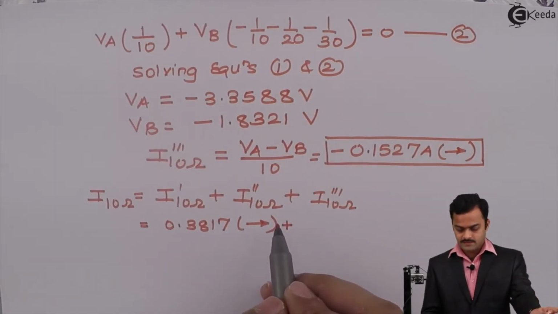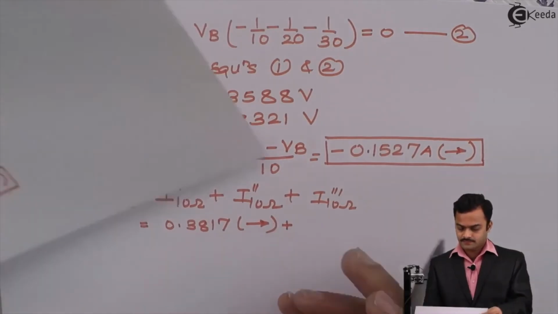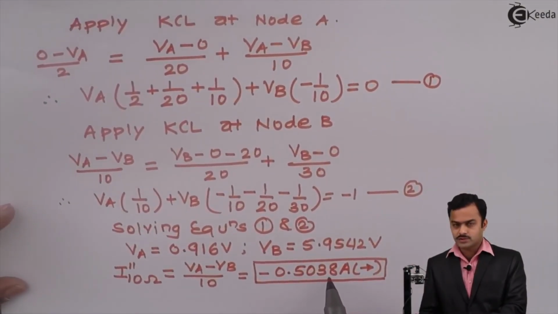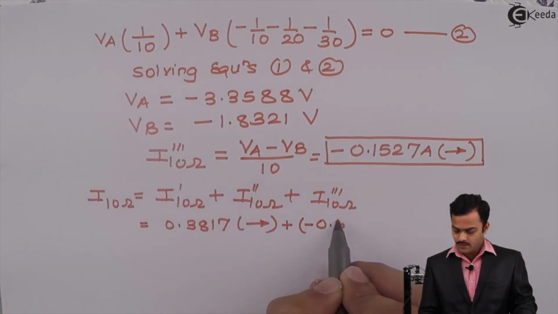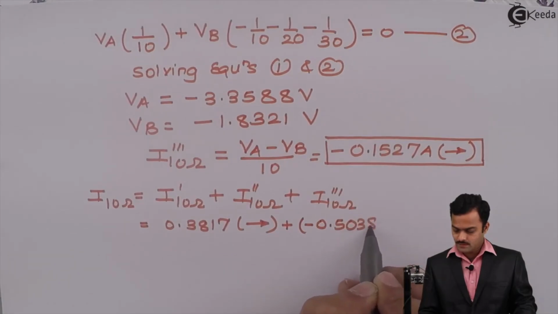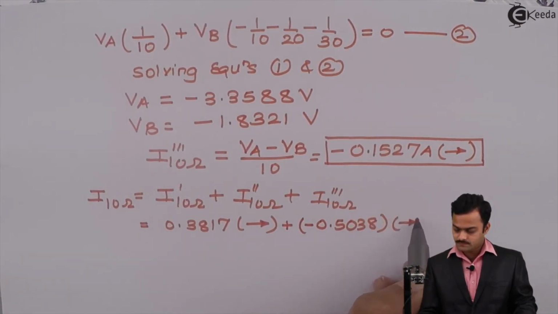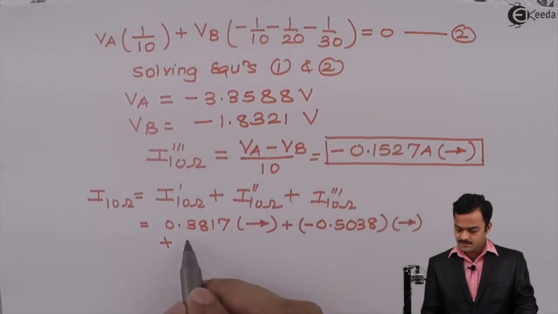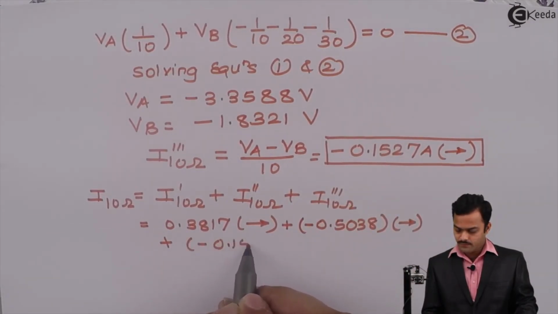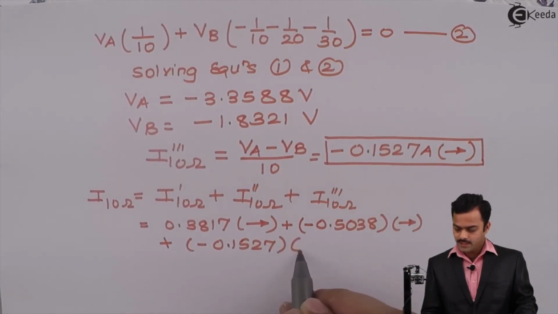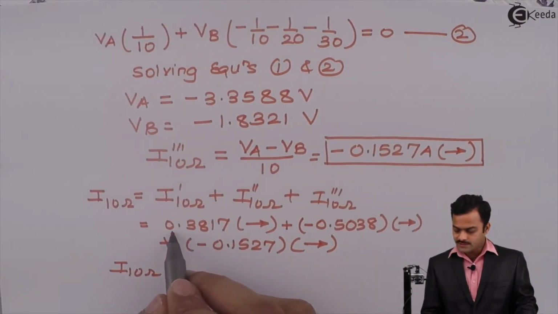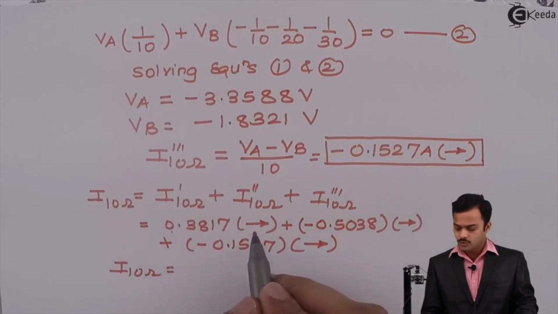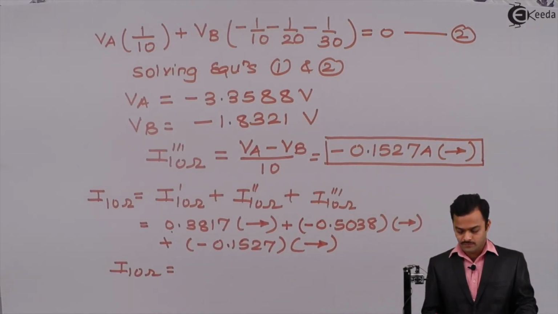I double dash I am getting minus 0.5038 of same direction. And third is this minus 0.1527 ampere, again of the same direction. So why I have kept all the directions same? Because simply I need to take the algebraic sum of all these three, right? No need to consider which direction current will flow ultimately.